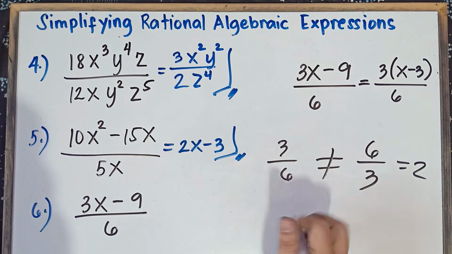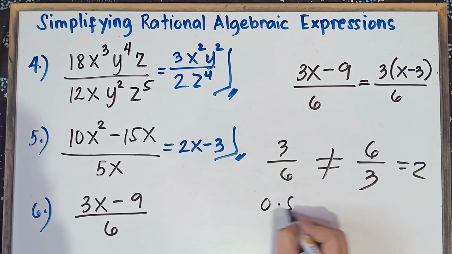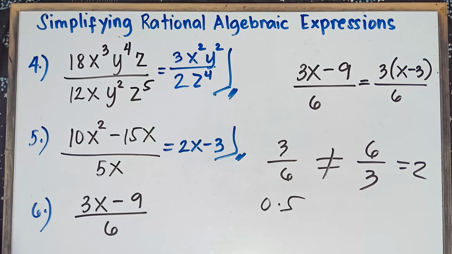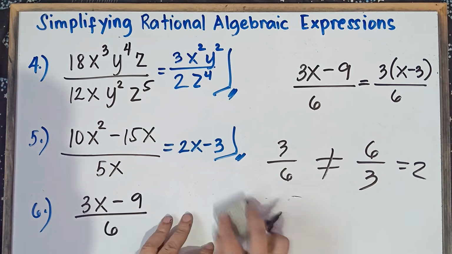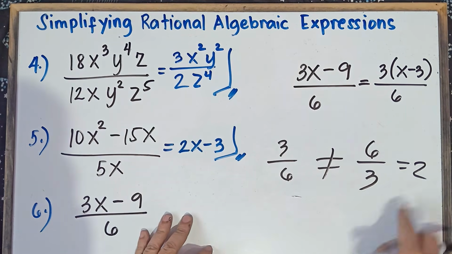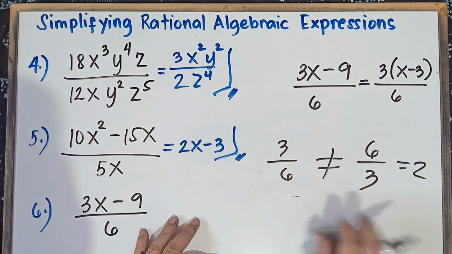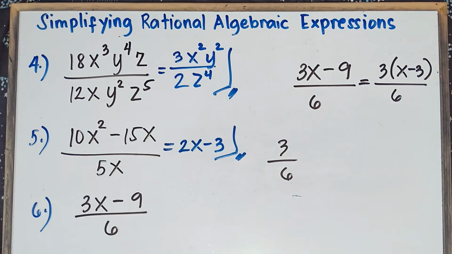Once again, class, 3 divided by 6, you will get a decimal answer. That's 0.5, that's 1/2. But 6 divided by 3, that would be equal to 2. So this is very different. Now, question, class, can we divide 3 by 6? Nope, you can never divide it, class.